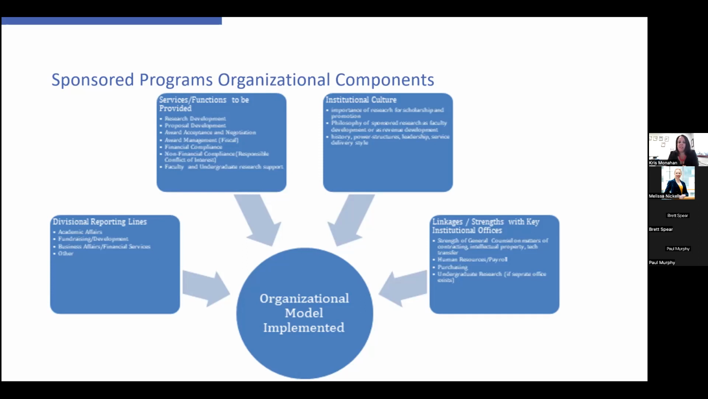And then finally, what pulls all these things together are linkages and strengths with key institutional offices. Sponsored programs offices are sort of like the center that helps faculty connect with all these other important offices on campus to get the work done once you get that award. So you have to have a good relationship with general counsel, human resources, payroll, purchasing. And if you have an undergraduate research office or some kind of student engagement office, all of those relationships are important to help the whole system grow.